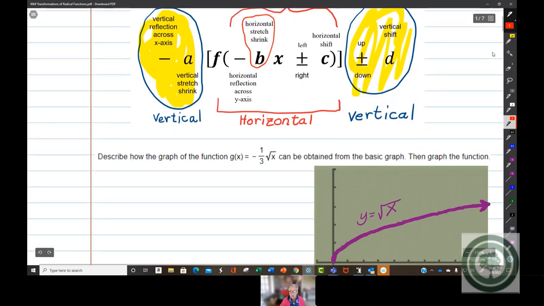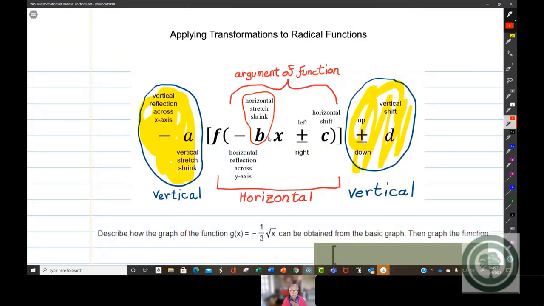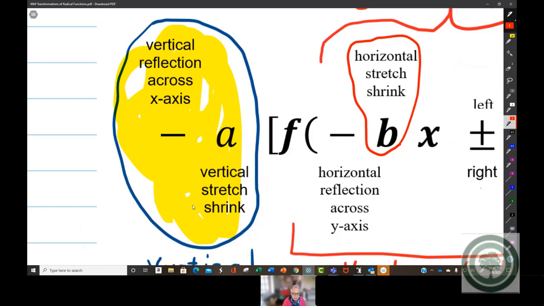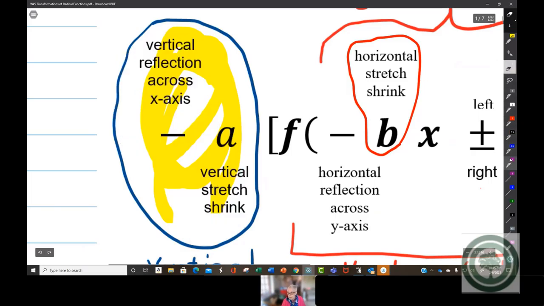So before we start working on this, let's talk about A and B. A here is a stretch, and I'm going to increase the size on this so that we can hone in on A here. If A is a fraction, like 1/3, well, I don't want that red. Let's make it blue. If A is a fraction, like 1/3 or 2/3, any fraction, and it's in front of the function, then you've got a vertical shrink.